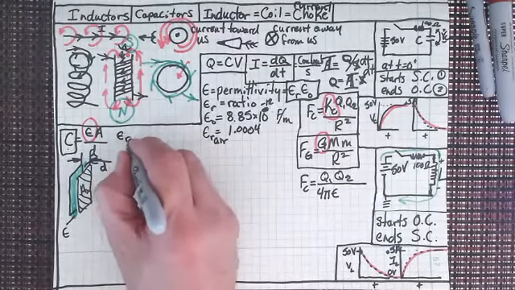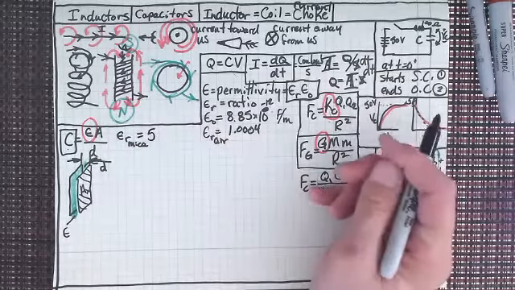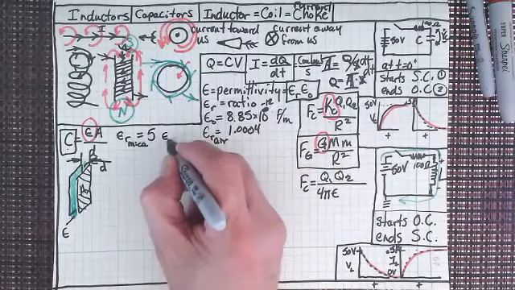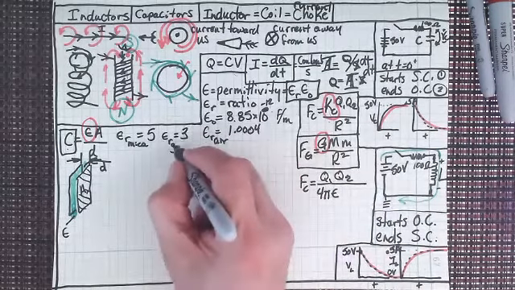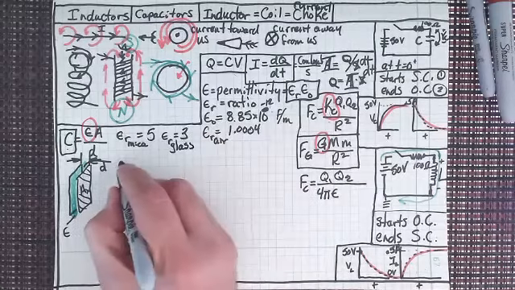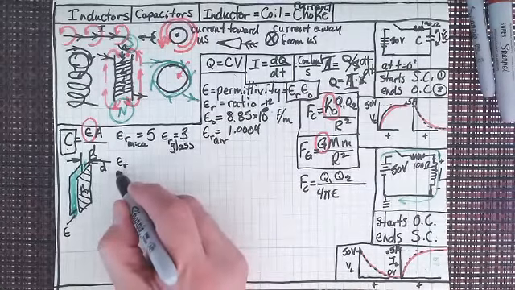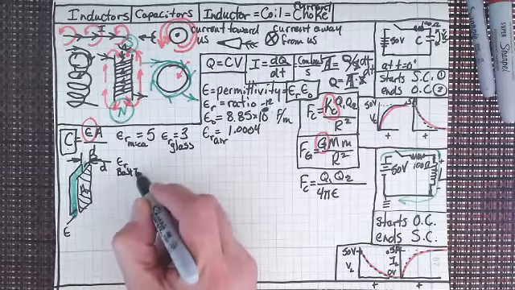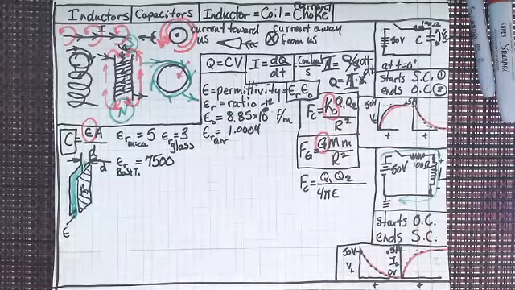For mica, the relative permittivity is 5. It's a ratio. There's no units. When I look at glass, its relative permittivity is 3. When I look at the relative permittivity for barium strontium titanate, it's 7,500. That's pretty good, isn't it?